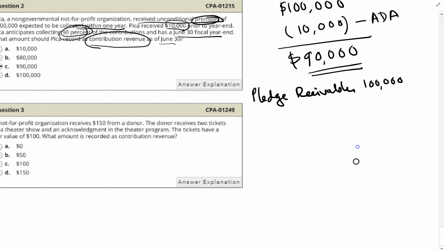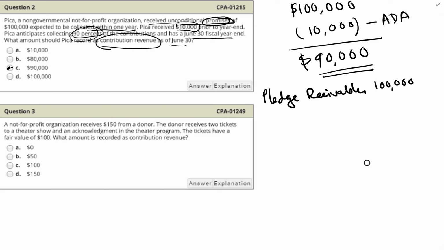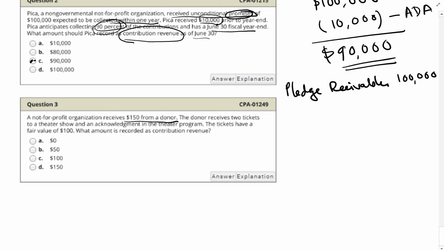Now, next question. A not-for-profit organization received $150 from a donor. The donor receives 2 tickets to a theater show as an acknowledgement in the theater program. The tickets have a fair value of $100. Now, they receive a donation of $150, but at the same time they are giving 2 theater tickets to the donor. So remember, donation means unconditional giving and non-reciprocal. That means if you receive anything in exchange for it, then that part will not be considered a donation.